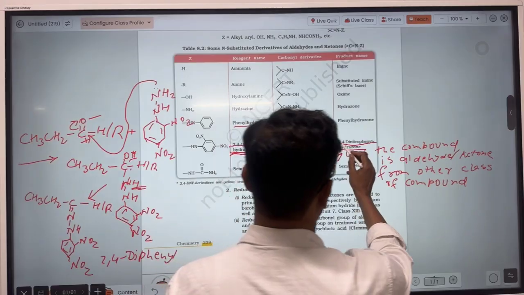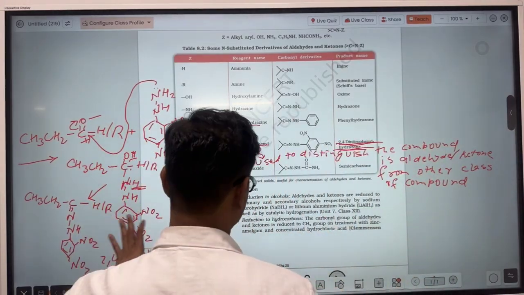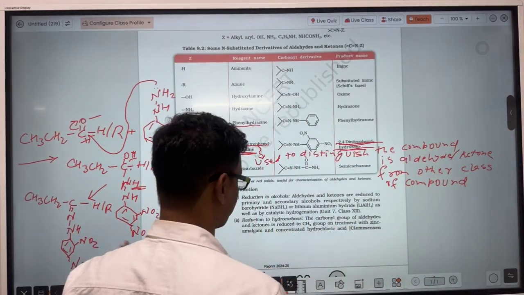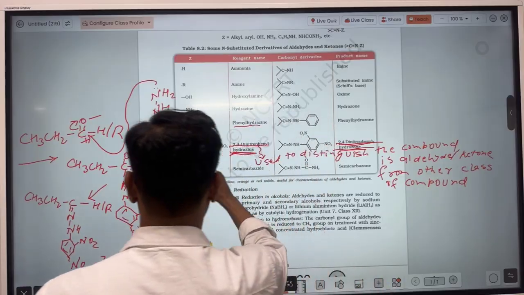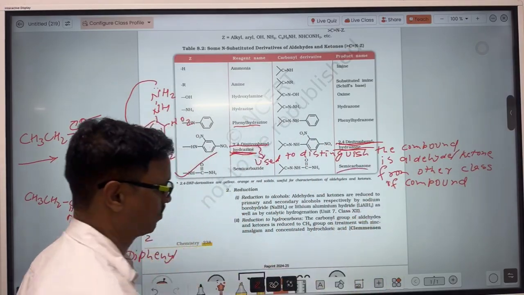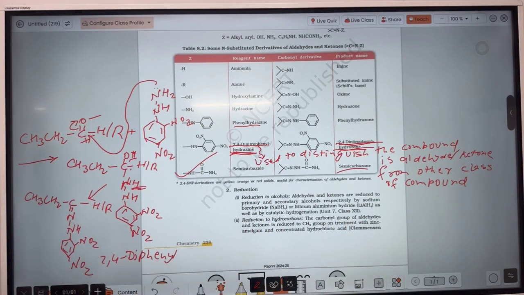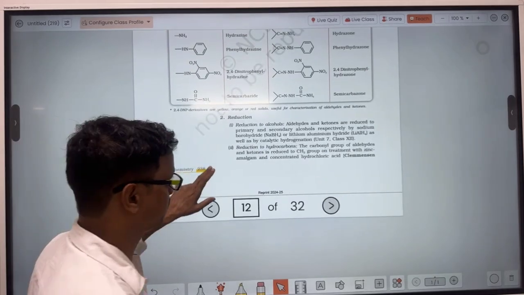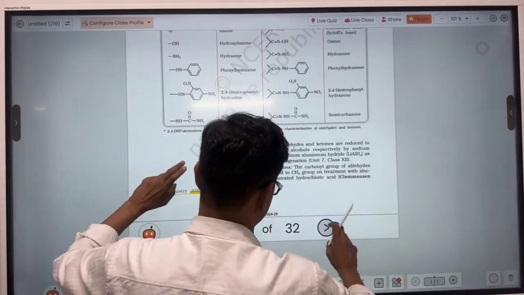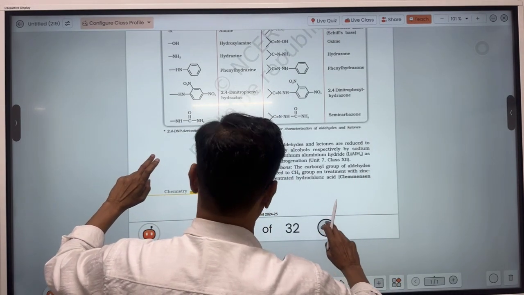It is written here already. So this product is 2,4-diphenylhydrazone. Semicarbazide and semicarbazone will form similarly, but I shall not do that. You do that. If anyone feels difficulty, that means they have not studied these chapters well.